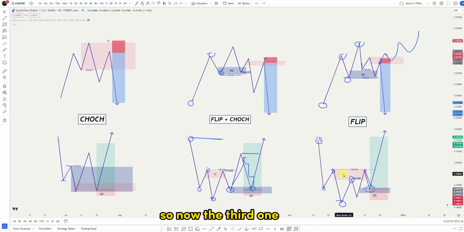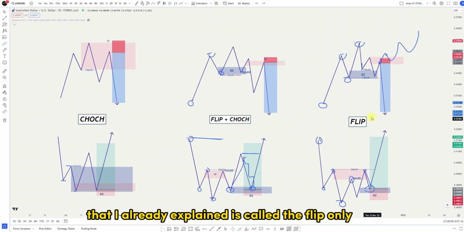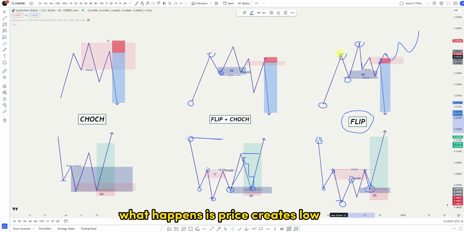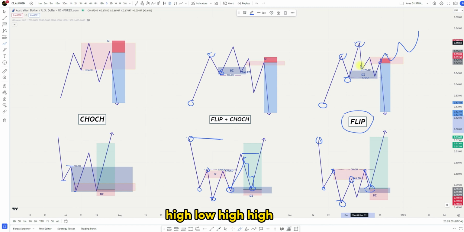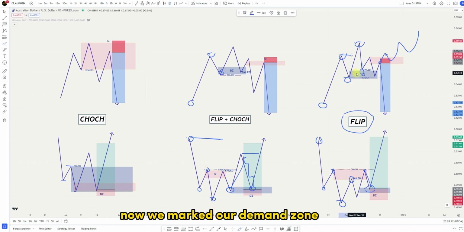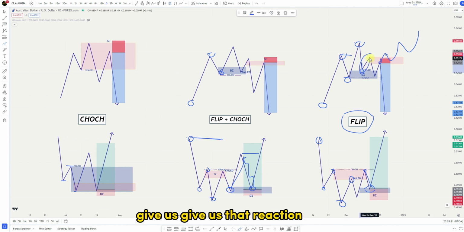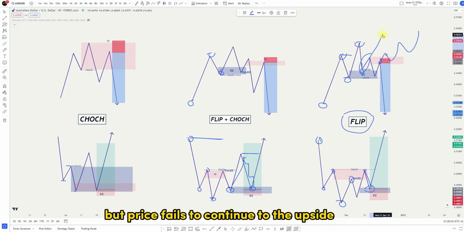So now the third one that I already explained is called the flip only. This flip only does not create any change of character. What happens is price creates a low, higher high, higher low, higher high, and then price comes back to react to an area of demand zone, because remember, we have a break of structure, we have a higher high, now we marked our demand zone. Price comes back to retest the demand zone, gives us that reaction, but price fails to continue to the upside in order to create a new higher high, because there wasn't enough demand in order to drive the price to the upside.